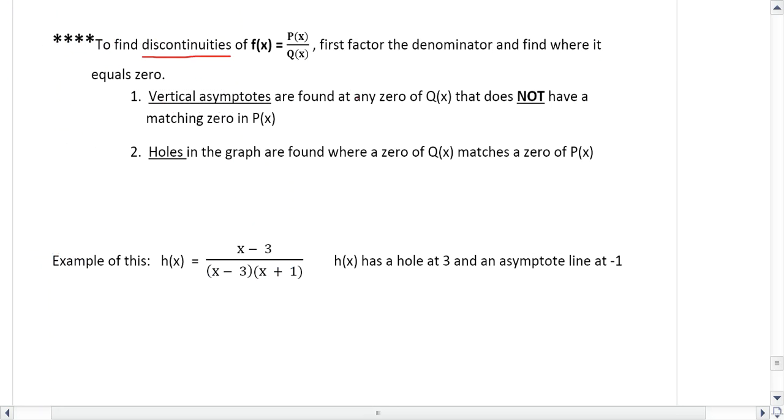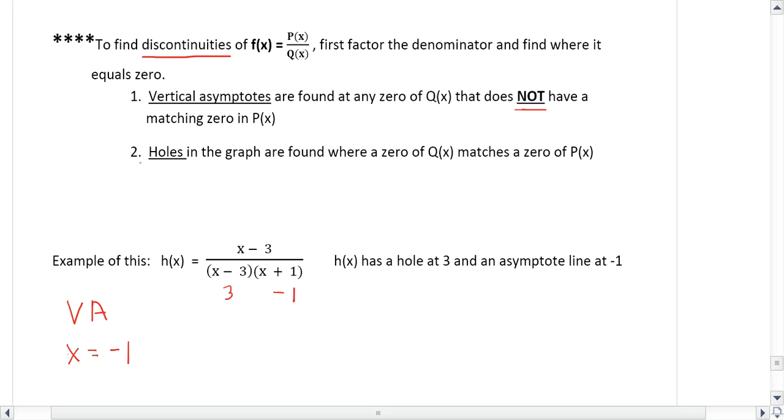The vertical asymptotes, it says here, are found at any 0 of the denominator that does not have a matching 0 in the numerator. So if we look, I'm trying to do our example at the same time here. If we're looking for a vertical asymptote, it's a 0 that does not have a match. This 0 of 3 has a match, so that's not a vertical. This 0 of negative 1, there is no match of that same binomial in the numerator, therefore this is a vertical asymptote. So a vertical asymptote would exist at x equals negative 1.